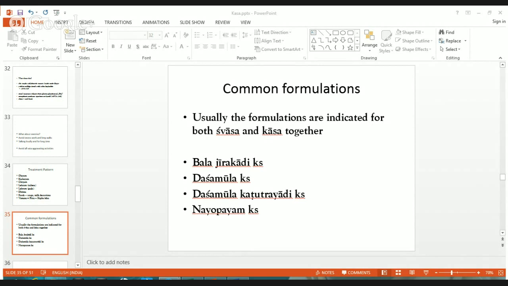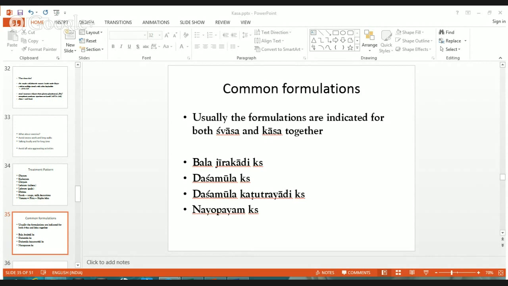So let us look at some associated, how do we choose the different medications? Here, just for your reference, I have prepared a small chart which actually shows you some of the preparations. As we described, we are looking first at kashaya, which is the first thing we are looking at, bala jirakadi kashaya, which is made out of bala, jiraka, etc.